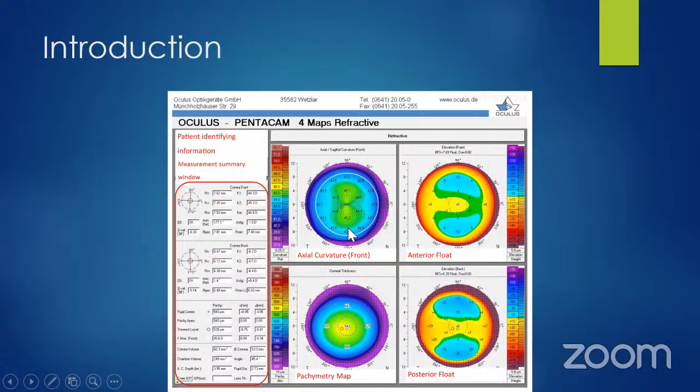So can somebody else tell me the same way about the anterior float?